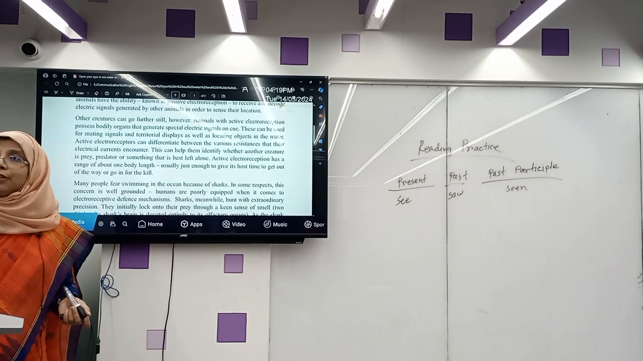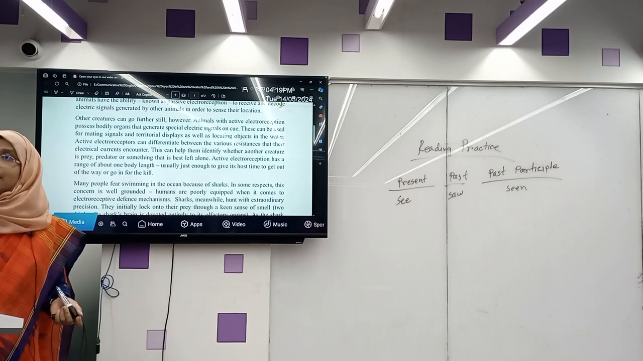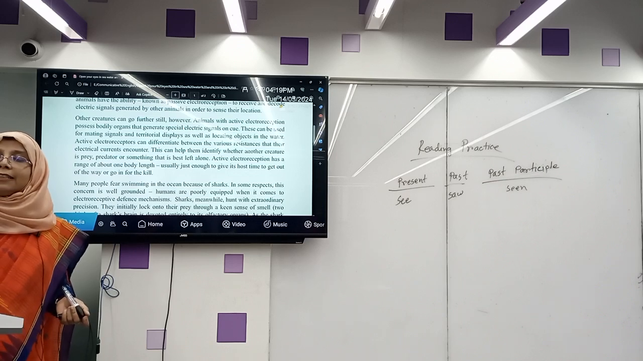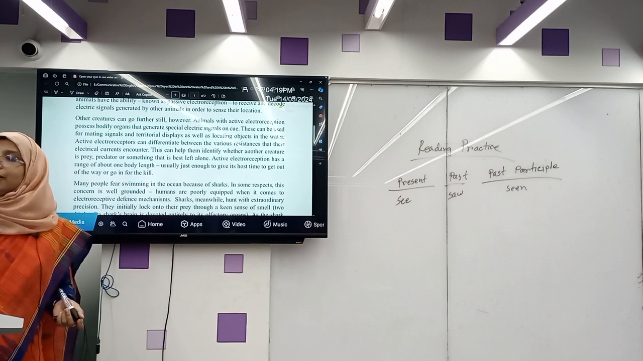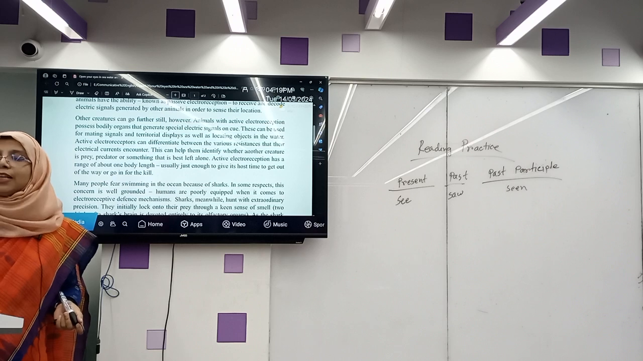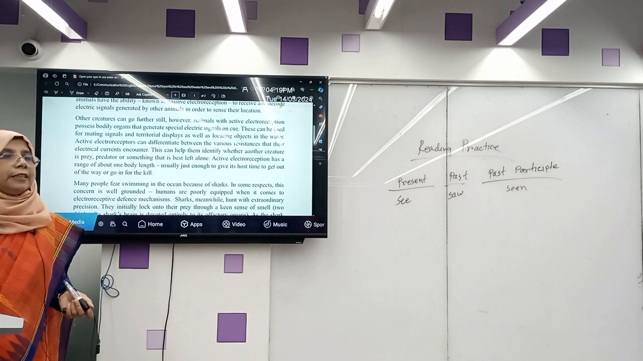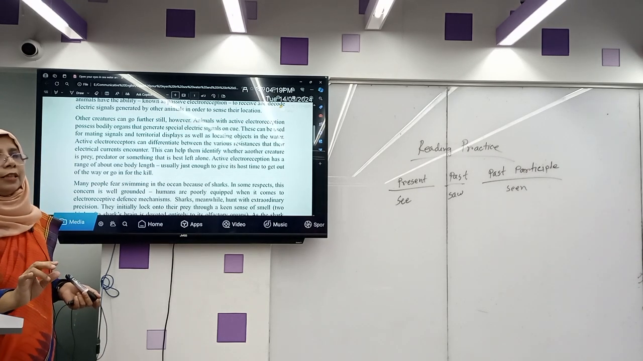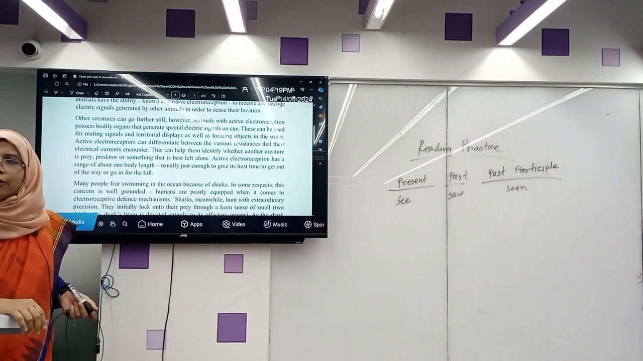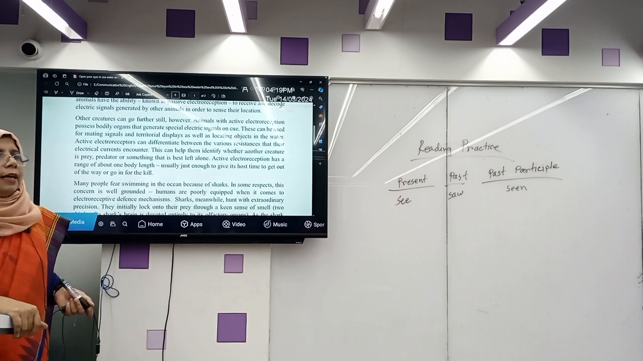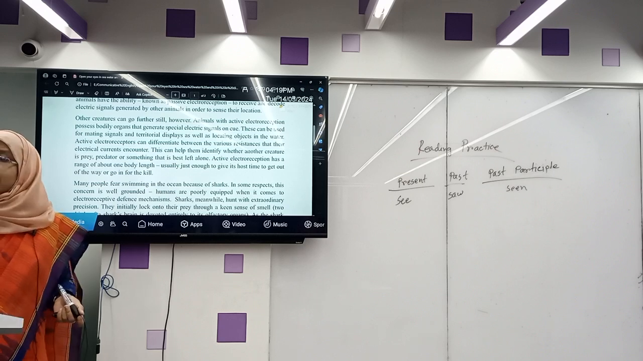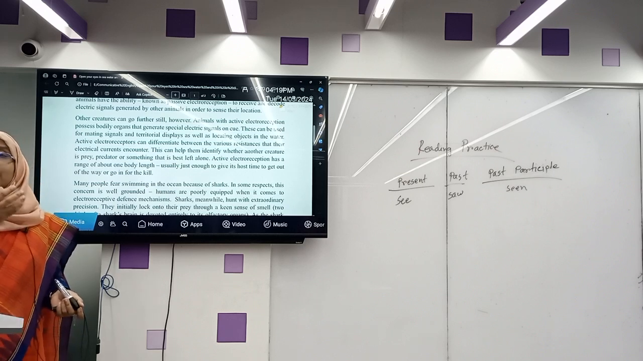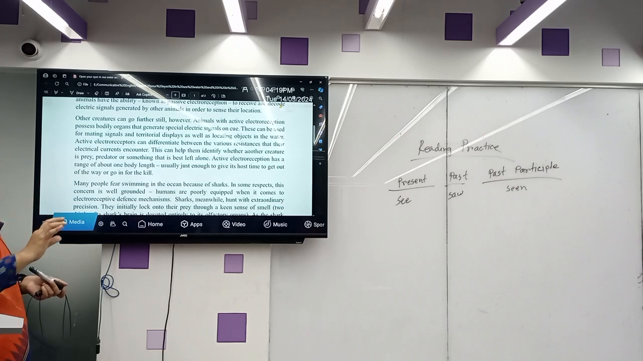So, Ajiz, do you want to read? Are you interested? Other creatures can go further still. Okay, one or two passages. Animals with active electroreception. After reading the text, you will answer the questions. It will be something like a short spot test, and after that we will go for summary writing, note making, and you have to collect the theme or the notes.